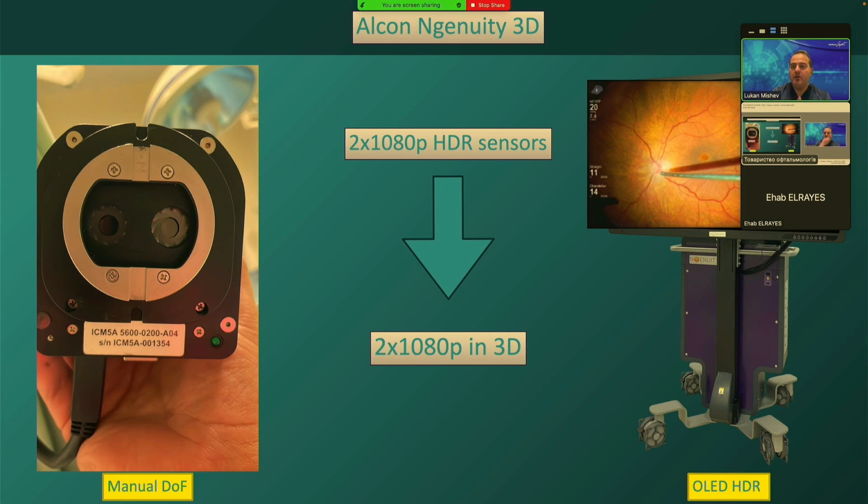I will mainly cover two systems with which I have experience. This is the Alcon Ingenuity, and the most important thing here is that we have manual depth control and exposure control, which heavily influences the image quality that the surgeon perceives. The other important thing is that we have two HDR sensors, meaning high dynamic range, which are paired with the high dynamic range screen, which is also important.